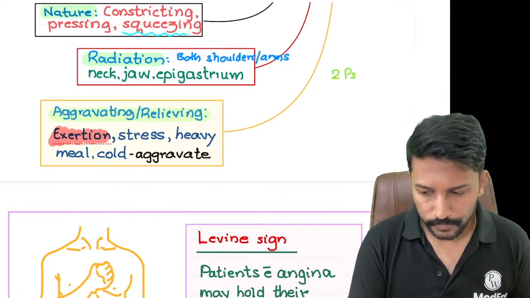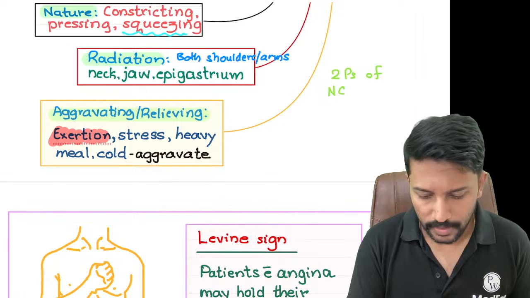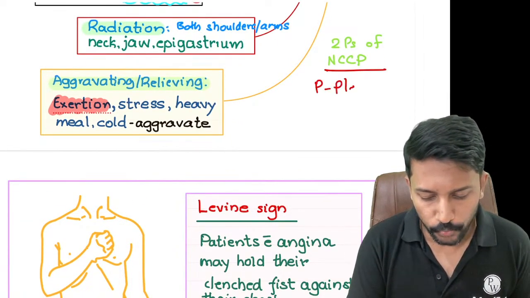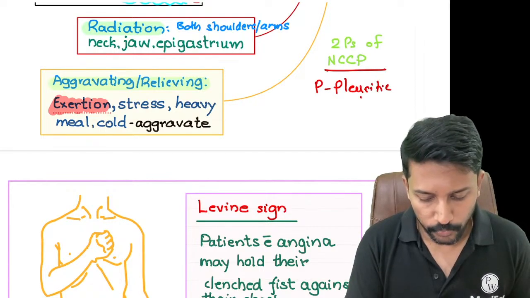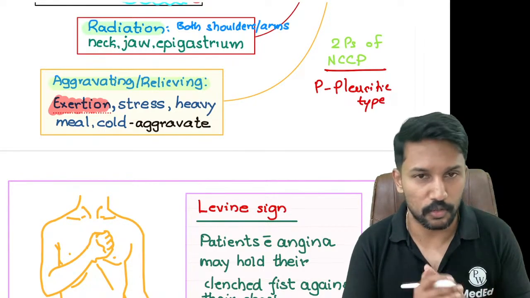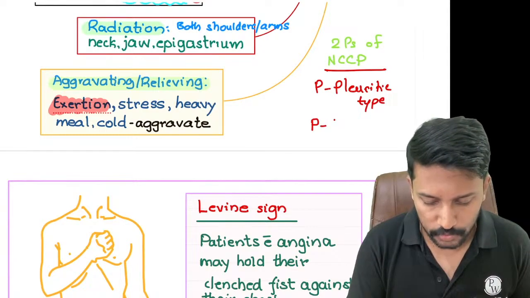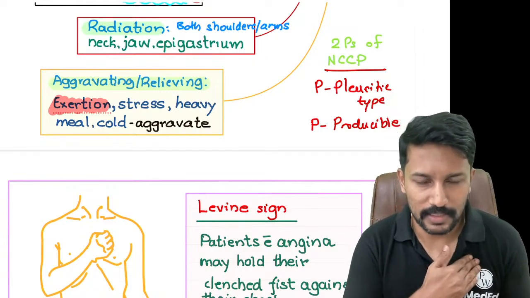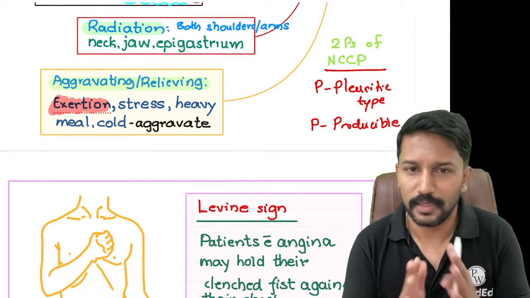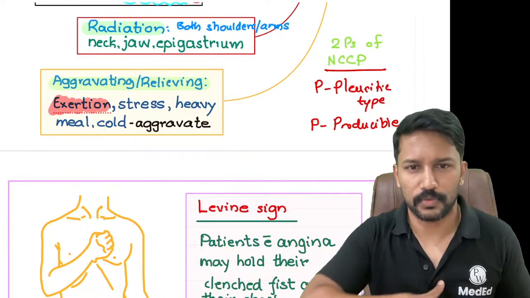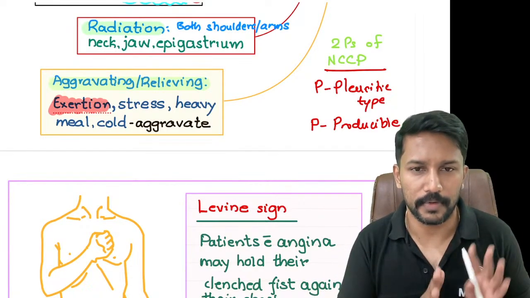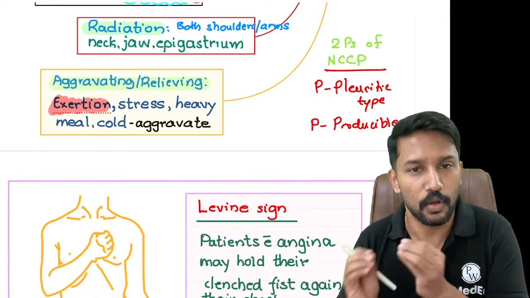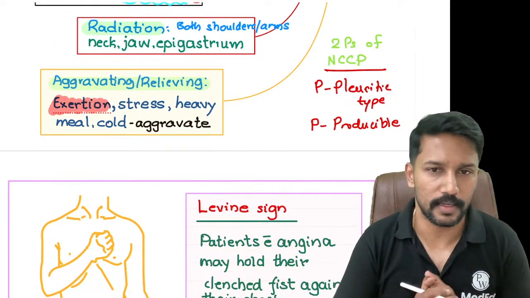So there are 2 points to note here. 2 P's of non-cardiac chest pain. What does that mean? The first P is pleuritic type of chest pain. Pleuritic type of chest pain means that it is not likely to be cardiac in origin. And the second P refers to producible chest pain. Producible means by compression or physical stimulus, if you are able to reproduce the chest pain, then it is unlikely to be cardiac origin. So there is no triggerable tenderness if it is an ischemic heart disease or the angina. So if these 2 P's are present, it is most likely non-cardiac chest pain. NCCP stands for non-cardiac chest pain.